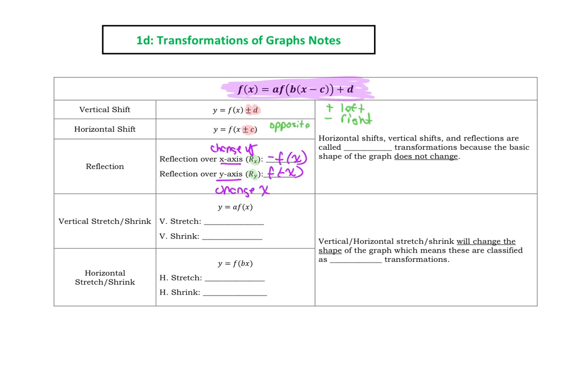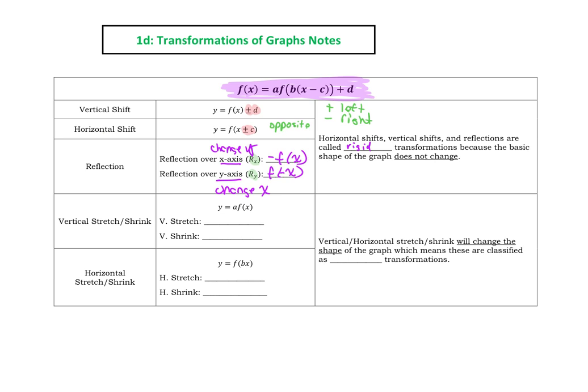All three of these, vertical shifts, horizontal shifts, and reflections, are rigid transformations because the basic shape does not change. All this does is move it up, move it down, and flip it. And then the vertical stretches and horizontal stretches and compressions is what we're going to look at next.